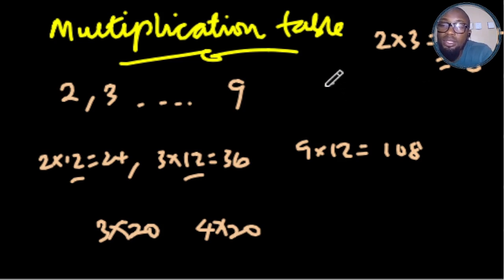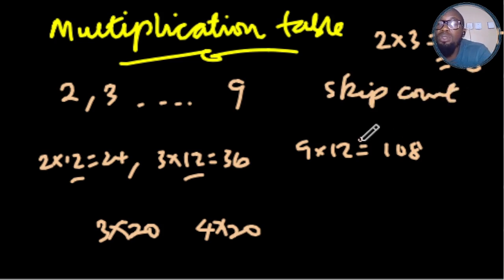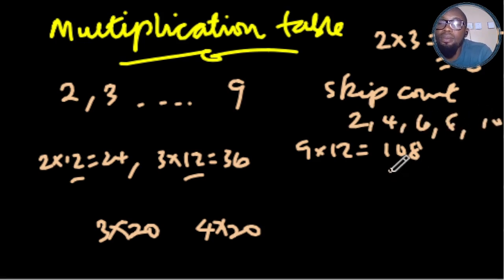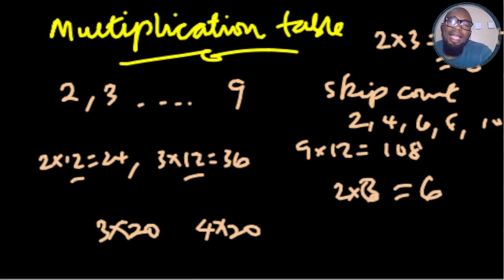Sometimes we say, use skip counting. Instead of 2 times 1 is 2, 2 times 2 is 4, 2 times 3 is 6, 2 times 4 is 8, just skip count: 2, 4, 6, 8, 10. So if you ask a child 2 times 3, the child will go 2, 4, 6 on his finger before he gets to 6. 2 times 3 is 6. How?